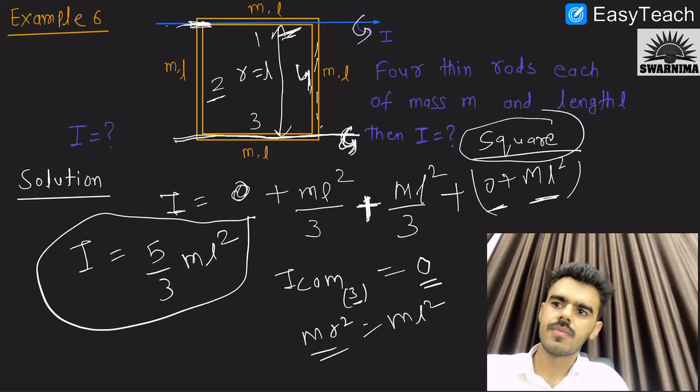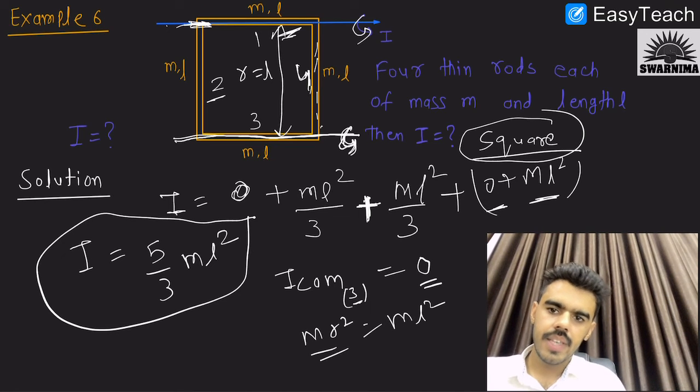So this part is 0. Why 0? Because this axis I about which the moment of inertia is asked is passing through the rod itself, meaning parallel to the rod. So the mass distribution is on the axis. If the mass is distributed on the axis, then the perpendicular distance from the axis becomes 0. So I due to rod 1 is 0.